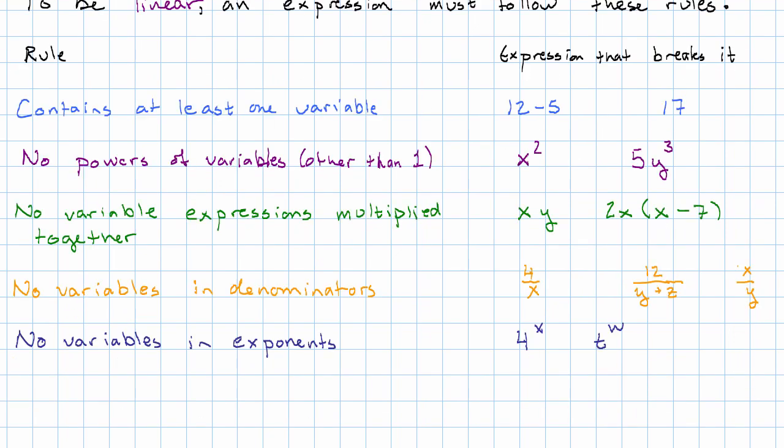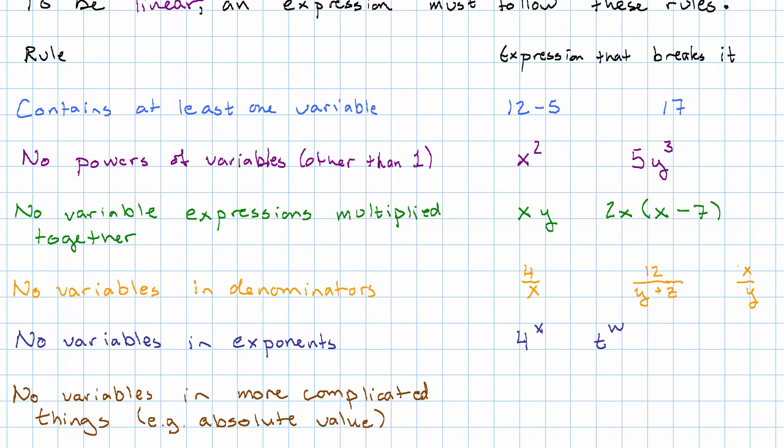And then the last rule is kind of a weird one. No variables in more complicated things. If that sounds a little vague, it's a little vague. But we can't have things like the absolute value of x. Or if you've met square roots before, the square root of x would also not be allowed. Okay, so that's a lot of rules that we have to follow, and most of them are no, no, no.